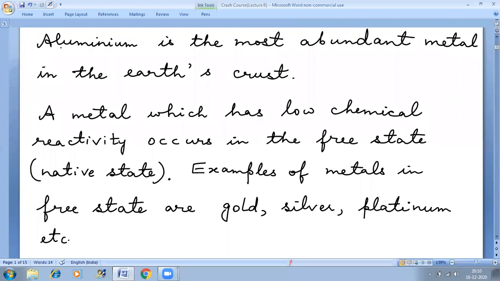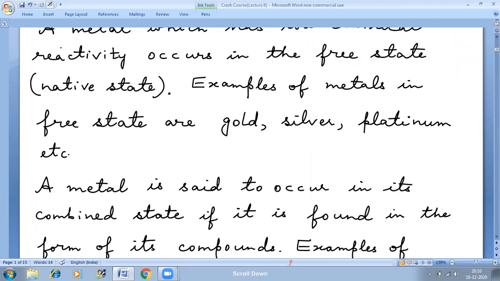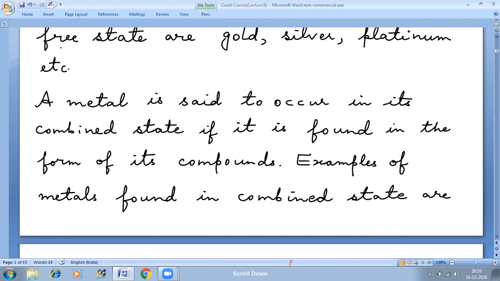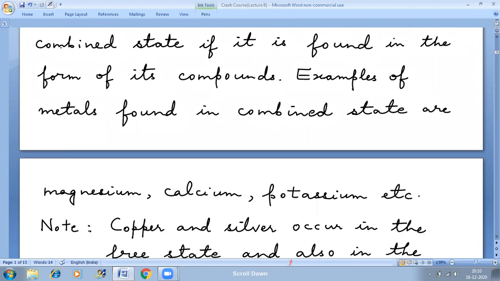Why so? Because it is less reactive. It does not react easily with the moisture present or with oxygen present in the atmosphere. And therefore, it is existing alone in the free state. Examples of such metals are gold, silver, platinum, copper, etc. On the contrary, a metal is said to occur in its combined state if it is found in the form of its compound. Examples of metals found in combined state are magnesium, calcium, potassium, etc.